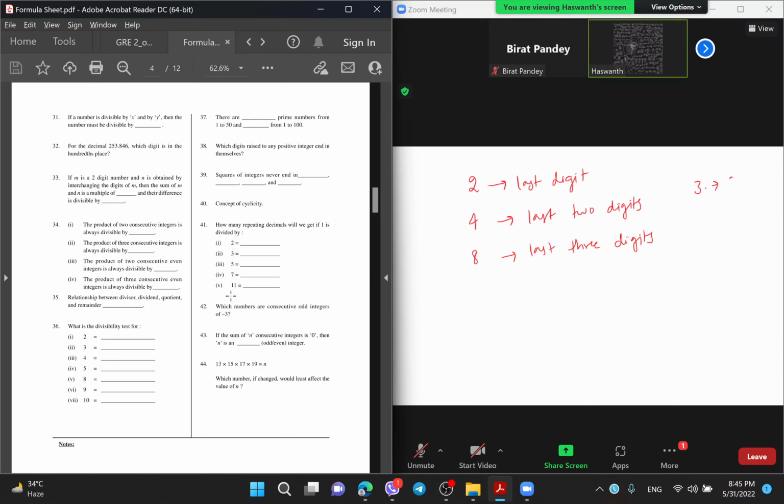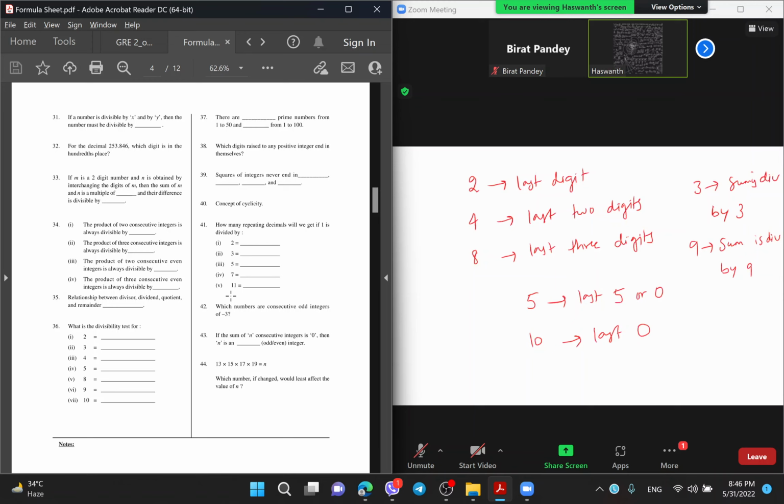For 3, the sum of digits must be divisible by 3. For 9, the sum of digits must be divisible by 9. For 5, the last digit must be 5 or 0. For 10, the last digit is 0.